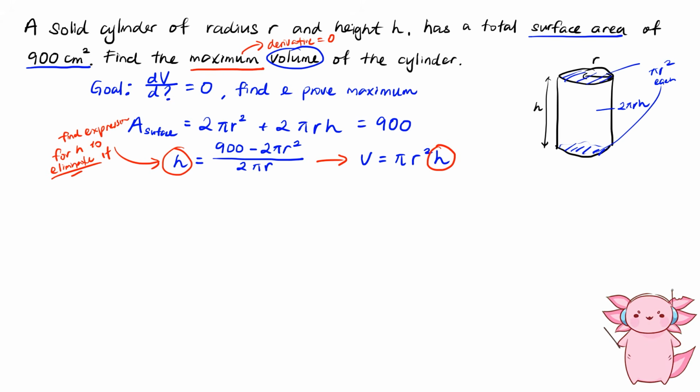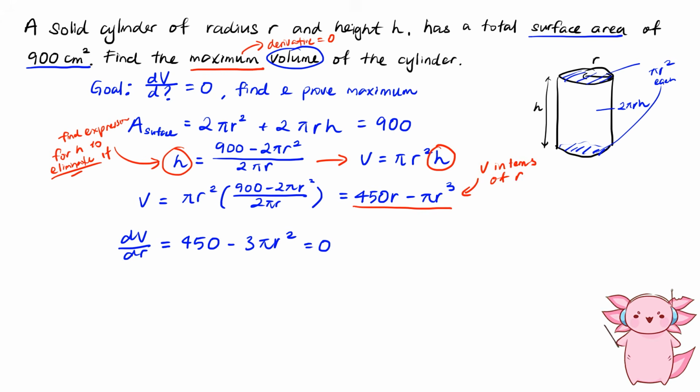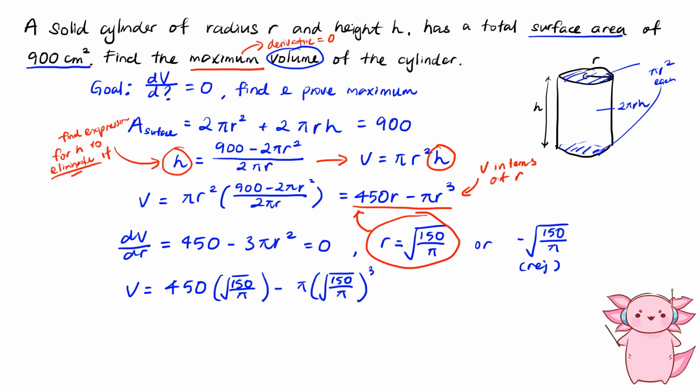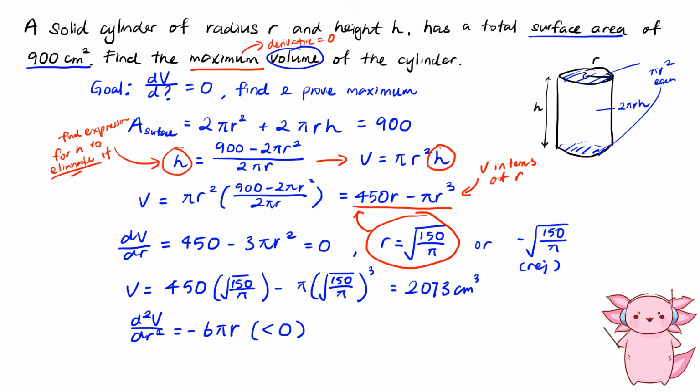Now we want to sub this value of h into the volume formula to eliminate it, and you can see that V is in terms of r. We can then differentiate it to get dV/dr to be 450 minus 3 pi r squared, and let's equate that to 0. And then we can solve for the value of r to be square root of 150 over pi. We can finally sub this into the volume formula to get the volume of 2073 cm cubed, and after working out the second derivative of V, we can see that it is less than 0. So therefore we know that V is a maximum.